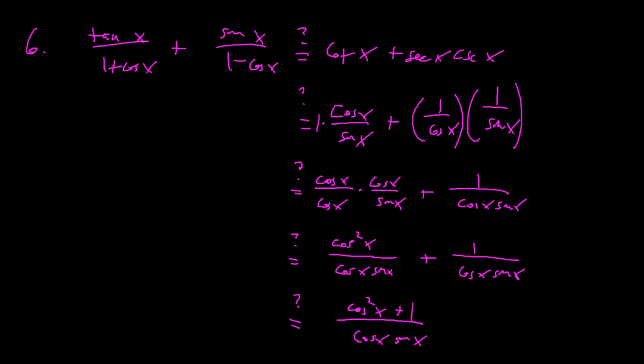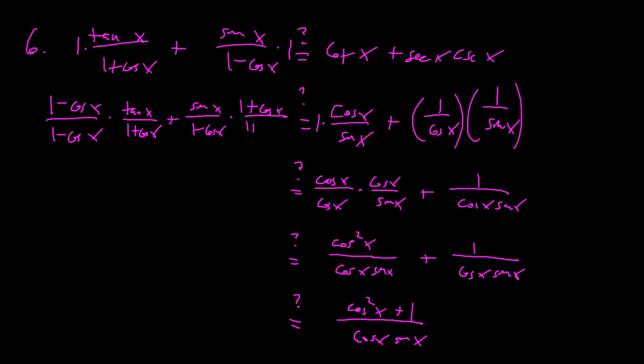So I am going to add these two fractions here by multiplying both of them by 1. I want these fractions to have the same denominator so that I can add them. So on the left here, this one is going to be 1 minus cos x over 1 minus cos x times tangent x over 1 plus cos x, and plus sine x over 1 minus cos x. And this one here is going to be 1 plus cos x over 1 plus cos x.